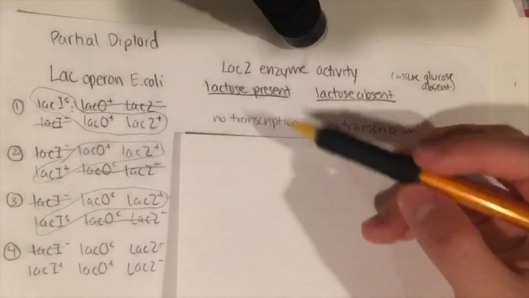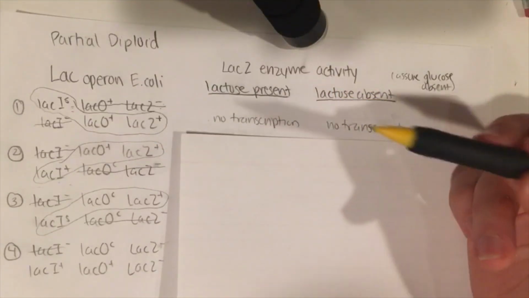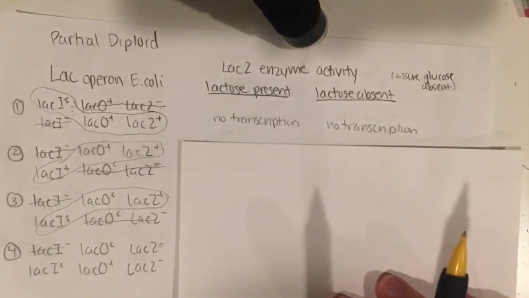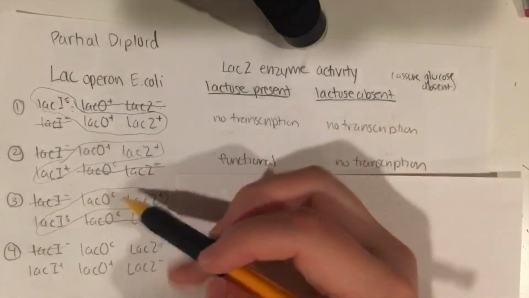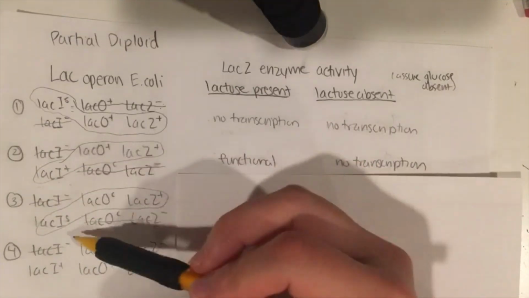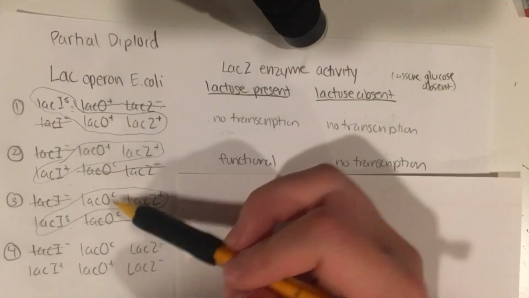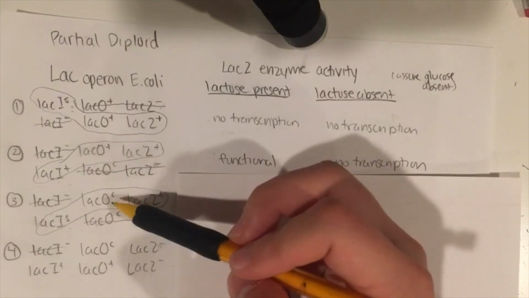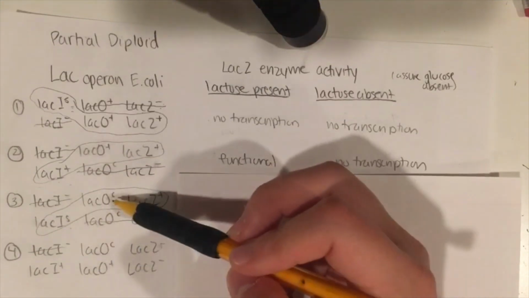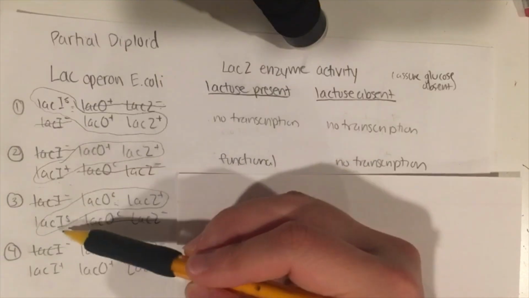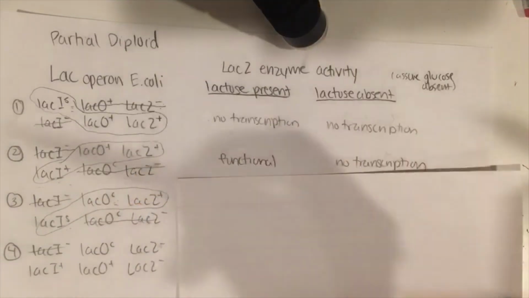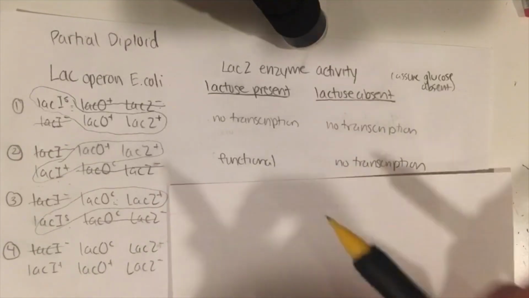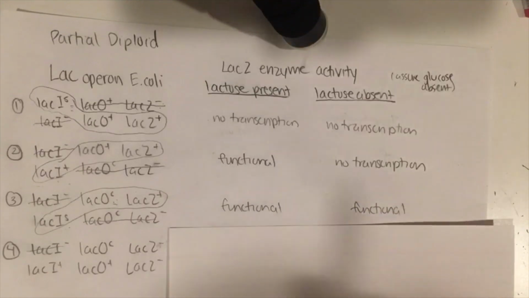And so in this case, when lactose is present, we get functional enzyme, and then when lactose is absent, we get no transcription. Okay, and then for number 3, we have the super repressor, and we also have the operator mutant. And as mentioned before, the operator mutant is epistatic to the super repressor, which means that this would have priority over the effects of the super repressor. So no matter what, we would get functional enzyme for both presence and absence of lactose.